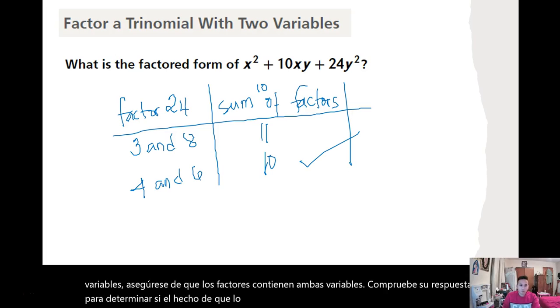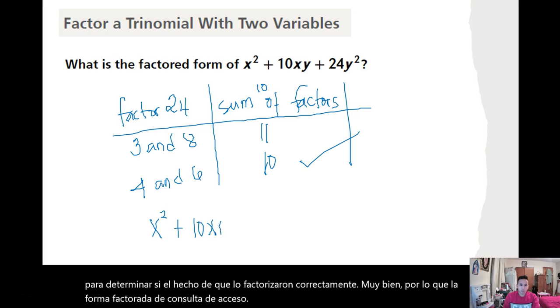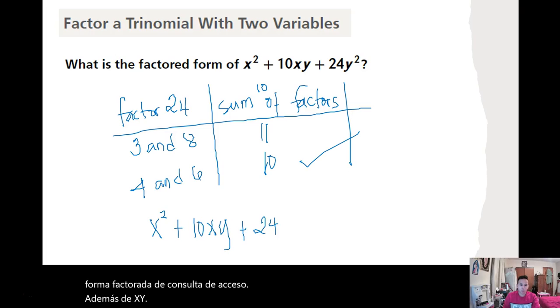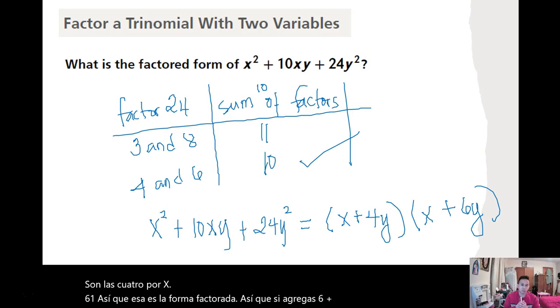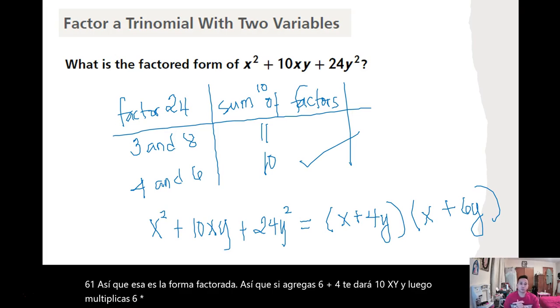All right. So the factored form of x squared plus 10xy plus 24y squared would give us x plus 4y times x plus 6y. So that's the factored form. If you add 6 plus 4 will give you 10xy, and you multiply 6 times 4 will give you 24, and then the y squared on the variable part.